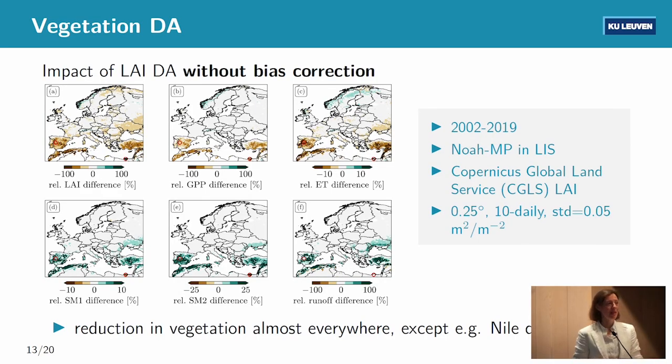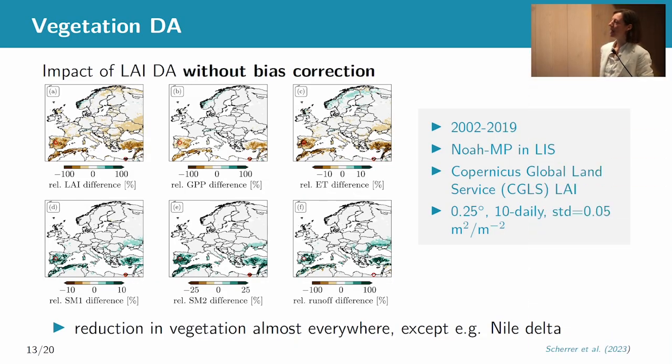So this is if we assimilate LAI into the NOAA-MP. NOAA-MP dynamically simulates vegetation. We do that for 17 years, and it's a CGLS product. Again, 25-kilometer resolution. And I'm showing you relative differences of LAI, GPP, evapotranspiration, and then soil moisture in different layers and runoff. These upper plots are overall orange, meaning we're everywhere decreasing our LAI, GPP, and evapotranspiration because there's a bias between the model and the observations, and we're not resolving that bias. We're not taking it out. Yeah?